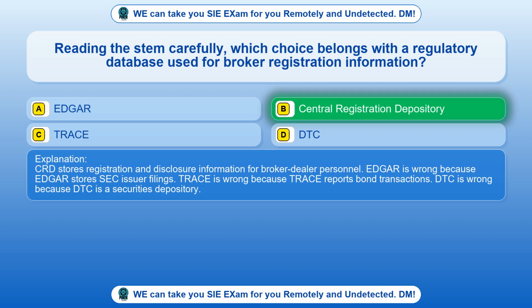CRD stores registration and disclosure information for broker-dealer personnel. Edgar is wrong because Edgar stores SEC issuer filings. Trace is wrong because Trace reports bond transactions. DTC is wrong because DTC is a securities depository.